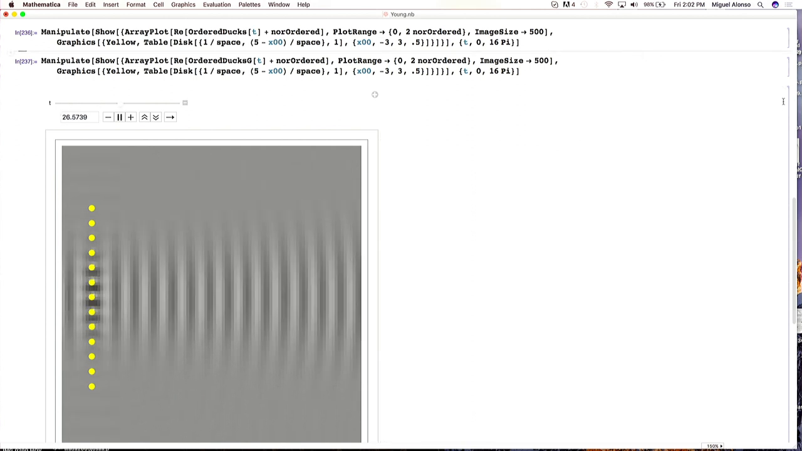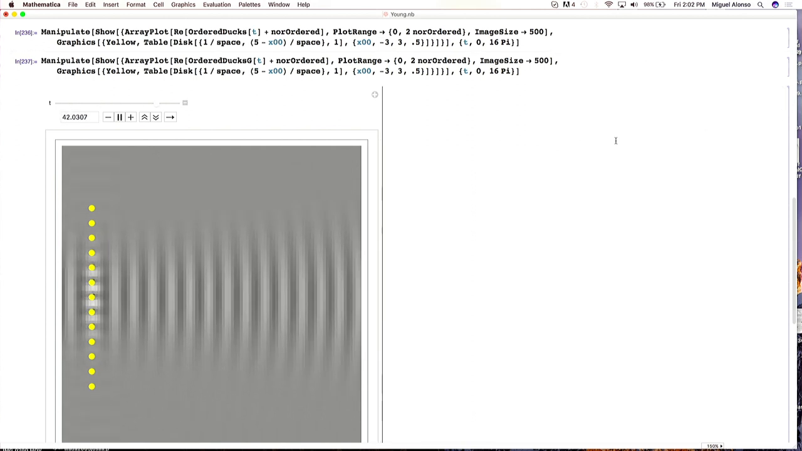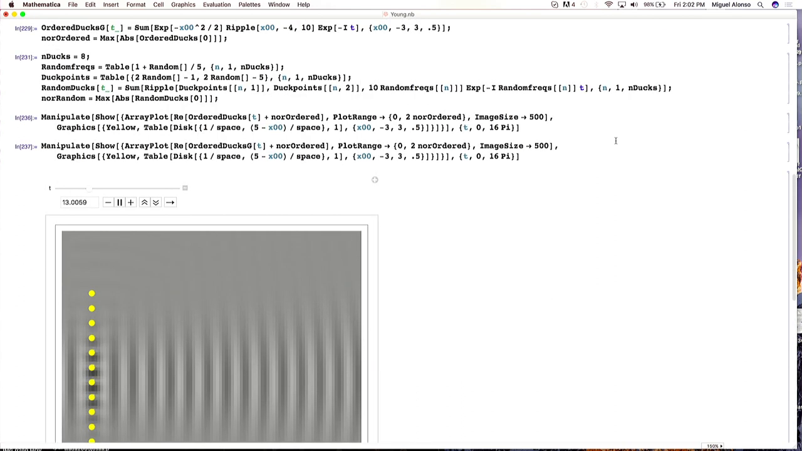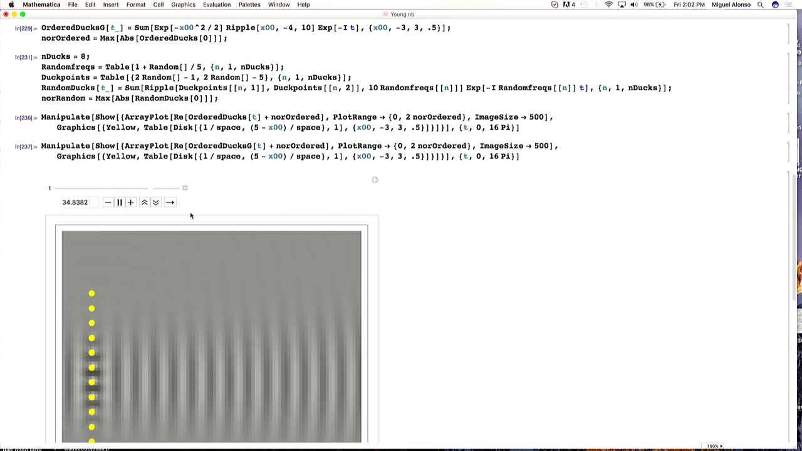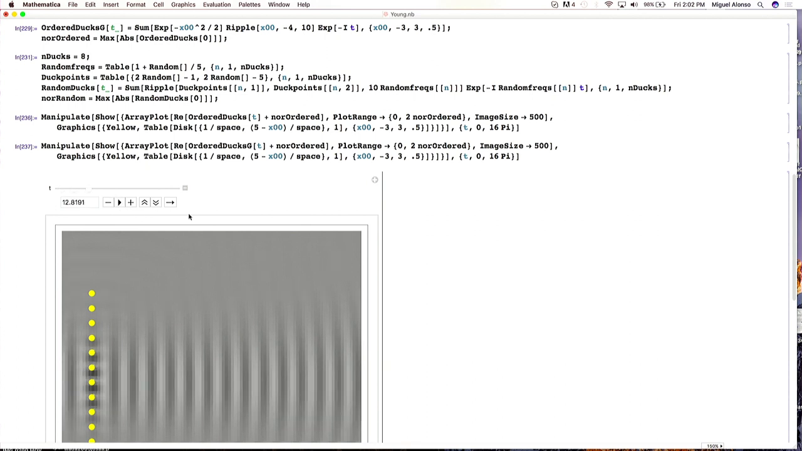Okay, Mathematica's freaking out. Okay. Let me stop this. Stop.